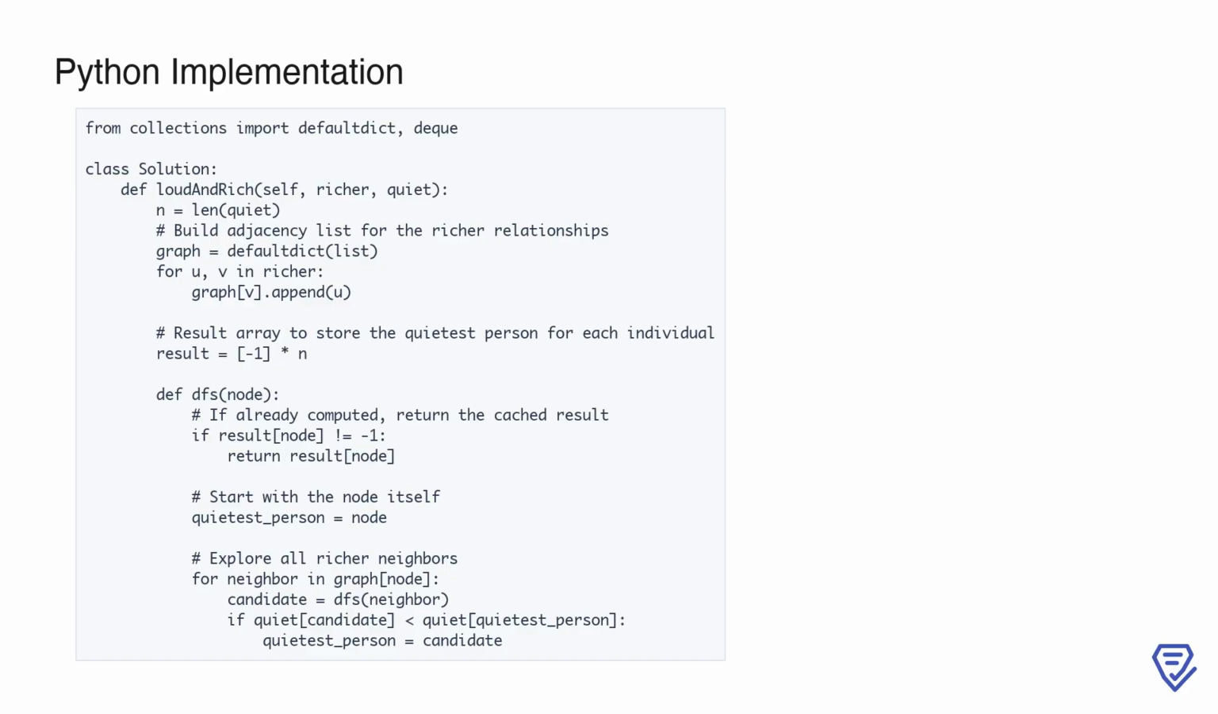Inside this function, we first check if the result for the current node has already been computed. If so, we simply return the cached value. Otherwise, we start by assuming that the quietest person for this node is the node itself. The next step involves exploring all the nodes that are richer than the current node, represented by its neighbors in the graph. For each neighbor, we recursively call the DFS function to find the quietest person in their subtree. If the quietness level of the candidate returned from the neighbor is less than the current quietest person, we update our quietest person to this candidate.